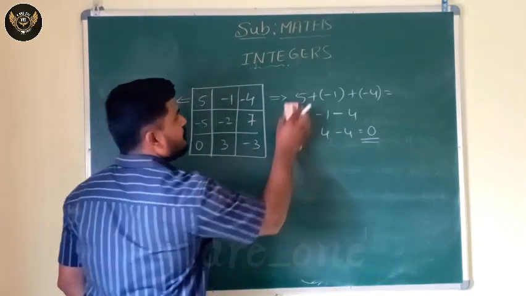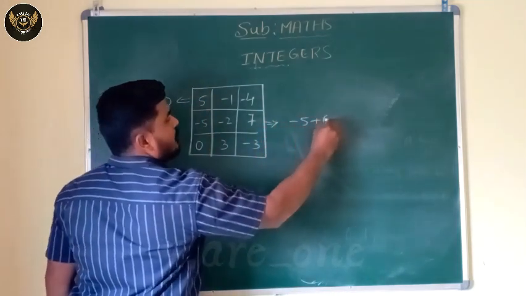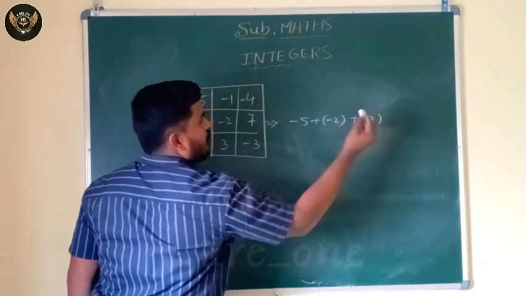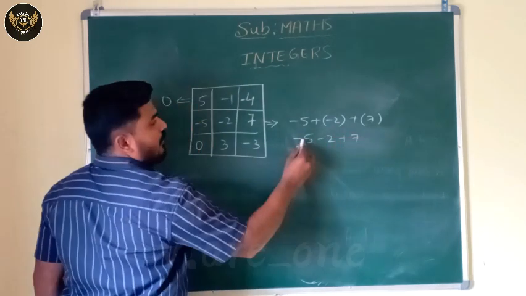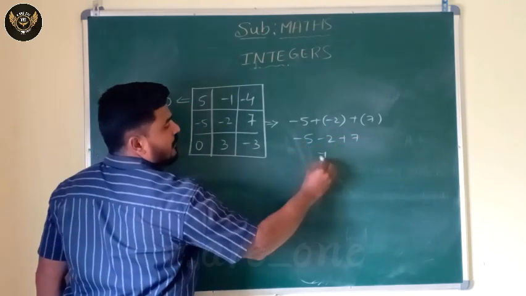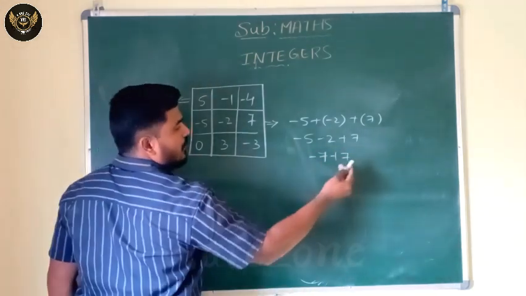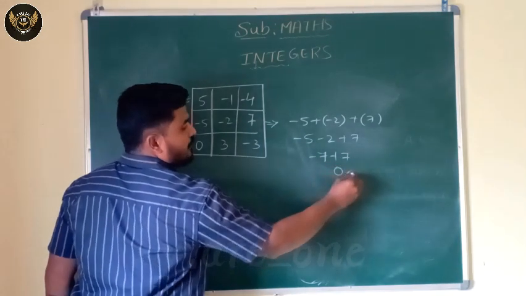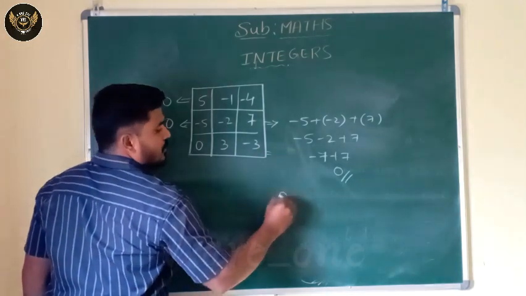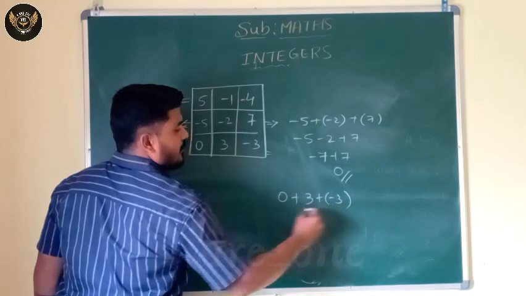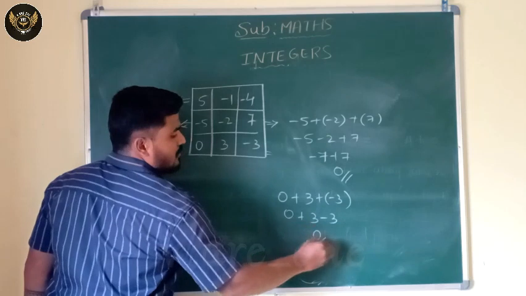Similarly, the second row: minus 5 plus minus 2 plus 7. Here minus 5 plus into minus 2, again plus 7. When the numbers both have minus, we have to add, that is 7, greatest number is minus, then plus 7. Minus 7 plus 7 is 0. Similarly, the second row sum is 0. Third row, 0 plus 3 plus minus 3. That gives 3 minus 3 is 0.